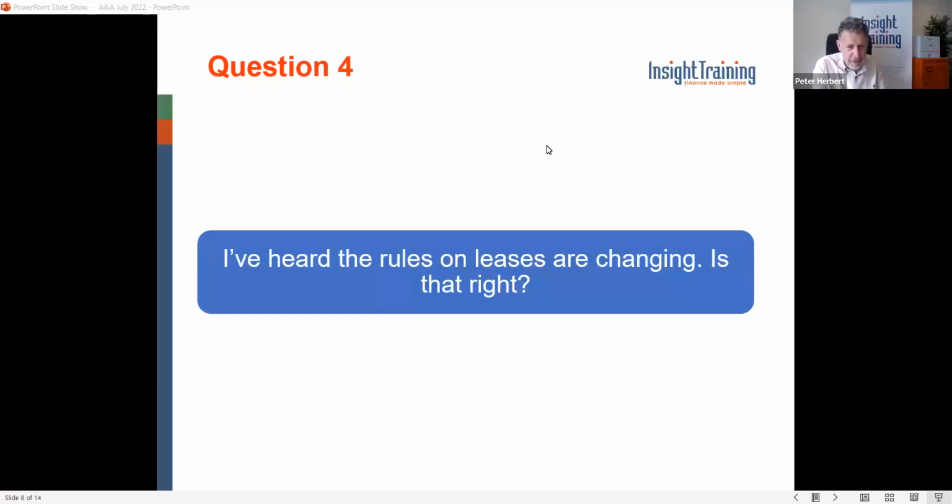Now, from an FRS 102 point of view, no, not in the short term. From an FRS 102 point of view, we still very much have the distinction between operating leases, which are off balance sheet, and finance leases that are on balance sheet, and that probably will not change for a fair while, probably until at least periods commencing 1 Jan 25, when the next substantial revision of FRS 102 comes into play.